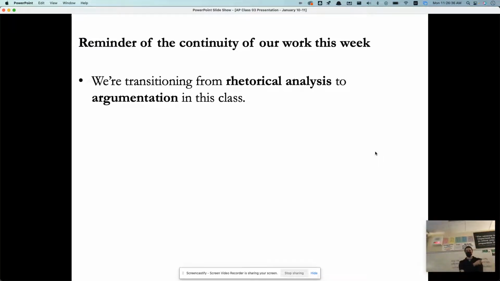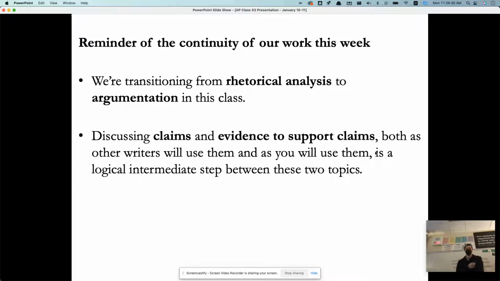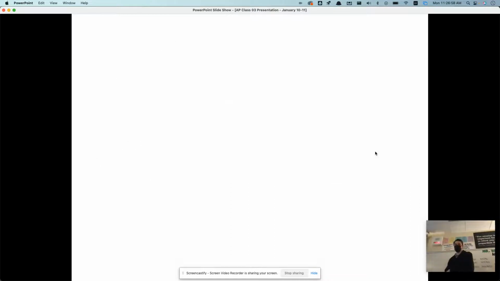So, yeah, just a reminder of our continuity here. We're transitioning from rhetorical analysis to argumentation. We need to discuss claims and evidence to support claims, both as other writers will use them, but also as you will be using them when we start looking at the argument essay next week. This is a sort of logical intermediate step between what we've been doing so far. So this is where your notes start.